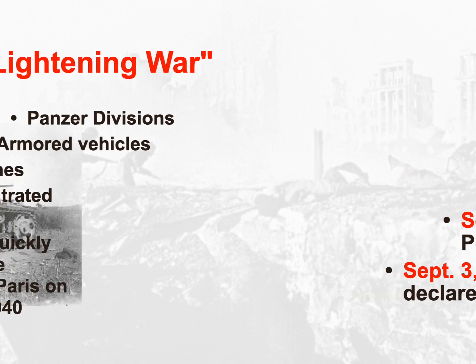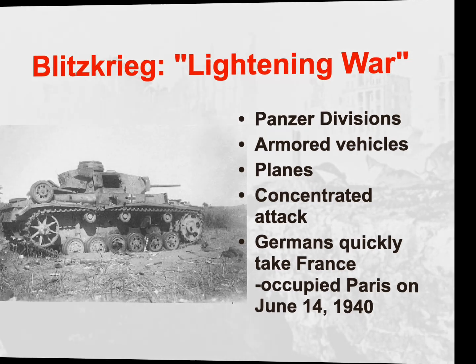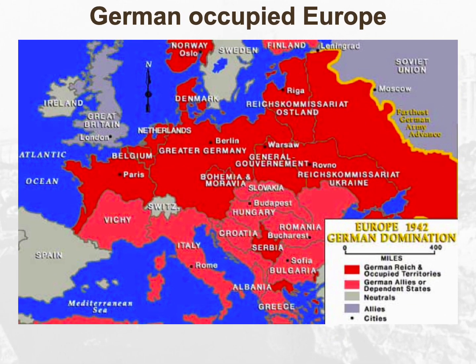One method of his warfare, which was known as Blitzkrieg, or lightning war, was the quickness with which he was able to attack his enemy. So from his armored tanks, the Panzer tanks, his planes, his concentrated attacks, he's going to very quickly move on France. And by June of 1940, he's already taken most of France, including the city of Paris. So now Hitler controls all of mainland Europe.